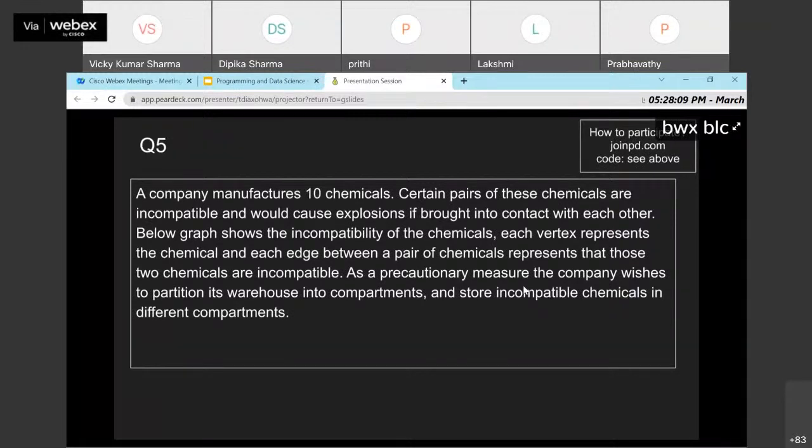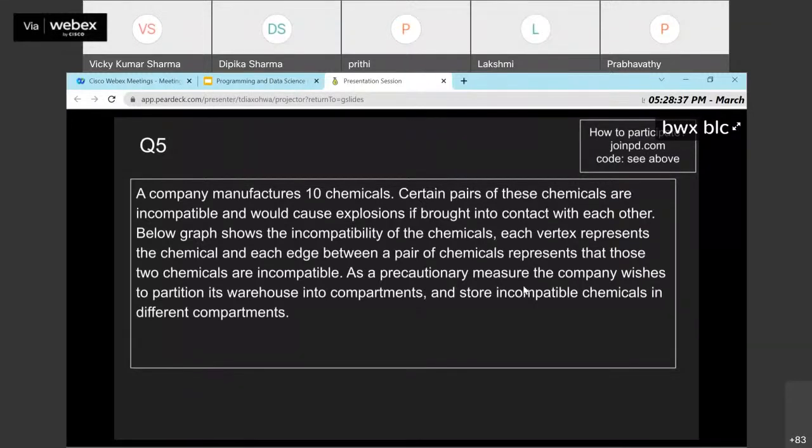A company manufactured 10 chemicals. Certain pairs of these chemicals are incompatible and cause an explosion if brought into contact with each other. So that means, let's say chemical A and chemical B are incompatible, and if they are brought together, or basically if they share an edge, they tend to explode. So we cannot keep them together, right?